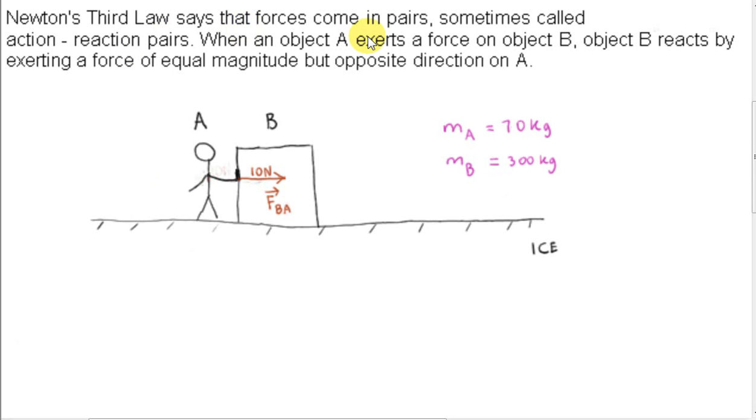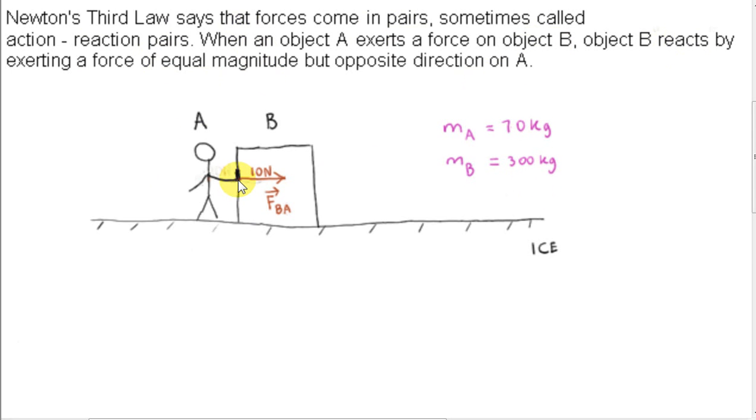Newton's third law says that forces come in pairs, sometimes called action-reaction pairs. When an object A exerts a force on some other object B, B reacts by exerting a force of equal magnitude but opposite direction on A. So in this example, object A is a person of mass 70 kilograms. Object B might be a block of wood or whatever. Its mass is 300 kilograms.